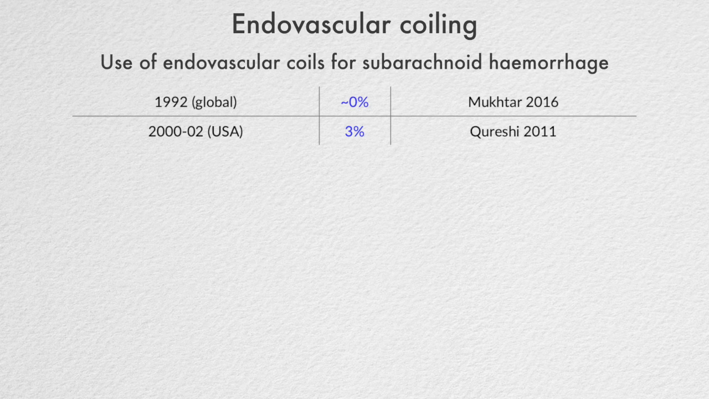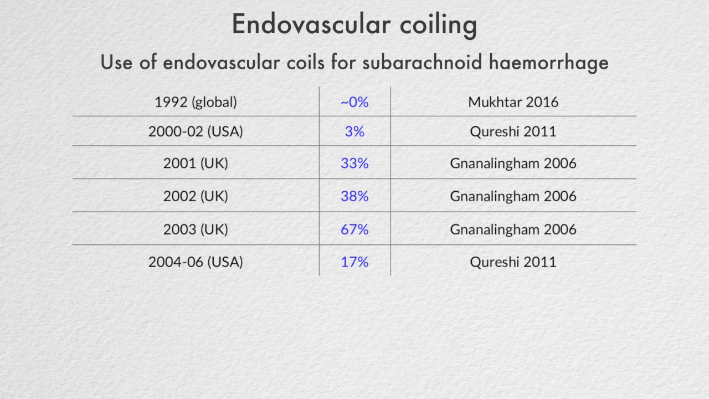A study done towards the end of the first decade of the century looked back at the USA in 2000 to 2002, found about 3% of people were being coiled then, and if you jump down a few lines, 2004 to 6, it had gone up to 17%. And that's the period after the ISAT trial had come out. So we take the UK data, 2001, ISAT is still running in 2001. About a third of people with this condition in the UK were being coiled in this single hospital study. It went up very slightly in 2002 and got up to 2/3 of the people by 2003 in that single hospital study from the UK.